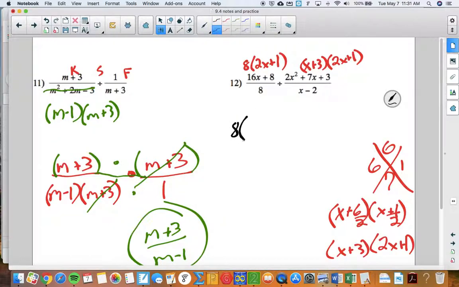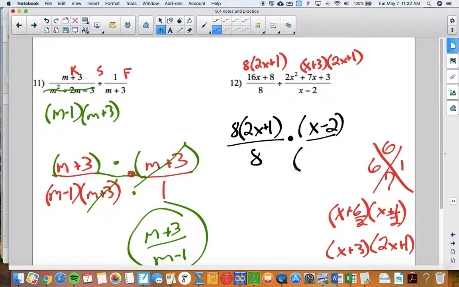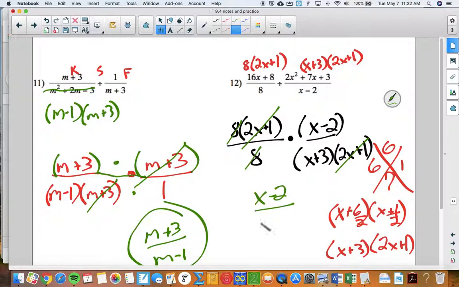We're going to keep the first fraction as it is. We're going to switch the division to multiplication and flip the top and the bottom. So the x minus 2 actually goes on top, and this factored trinomial right here is now going to go on the bottom. So we have x plus 3 times 2x plus 1 on the bottom. And so now we can cross reduce, boom, boom. The 8's also go, right? See the 8's out in front? So we get x minus 2 times x plus 3. Final answer. Beautiful.